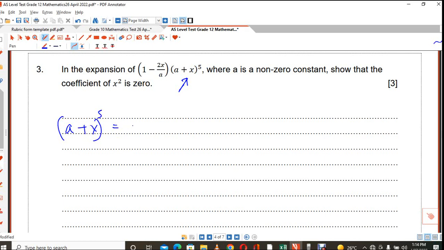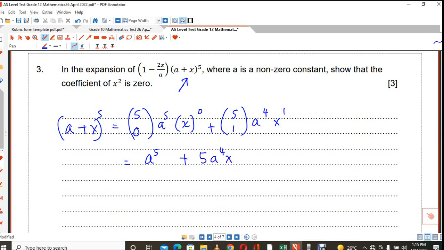What is the first term? 5 choose what? 0. And then our b is x, right? To the 0 power. No need to write this. A to the power 5. What is 5 choose 0 as a value? 1. So this one effectively is a raised to the power 5. Then the next one, 5 choose 1, which is 5. And that will be a to the power 4, x to the power 1. So effectively this gives you 5a to the fourth power x.